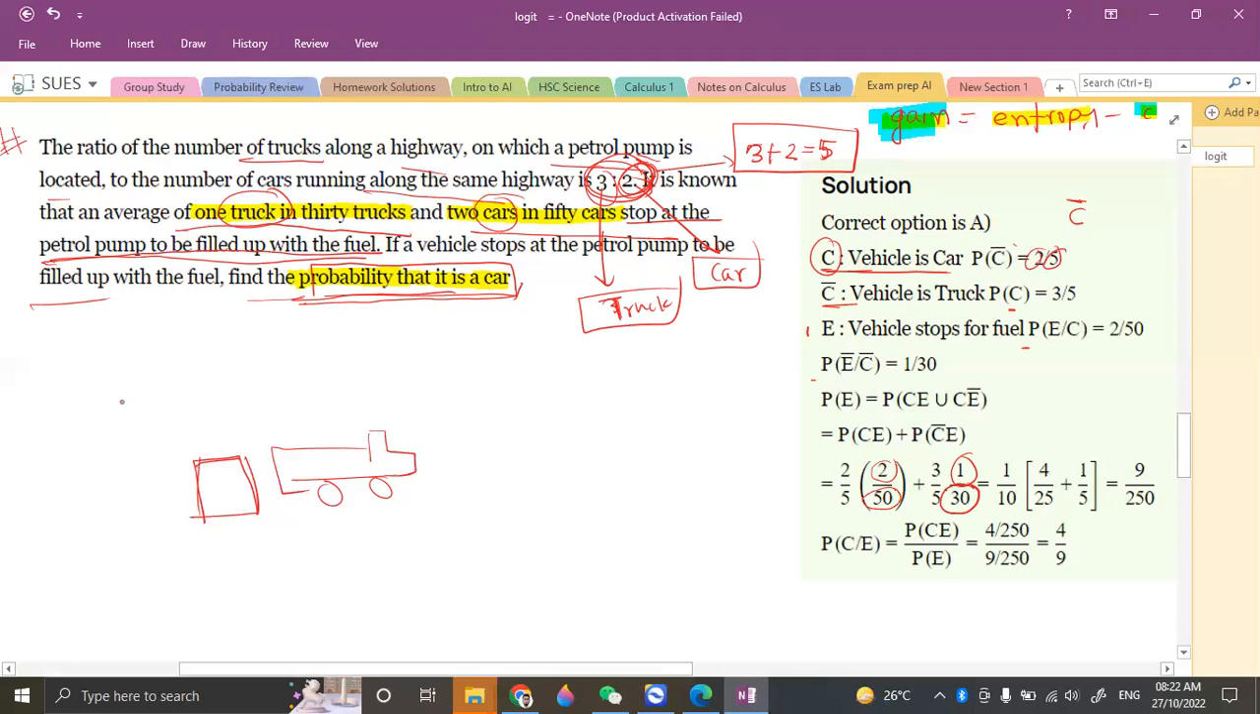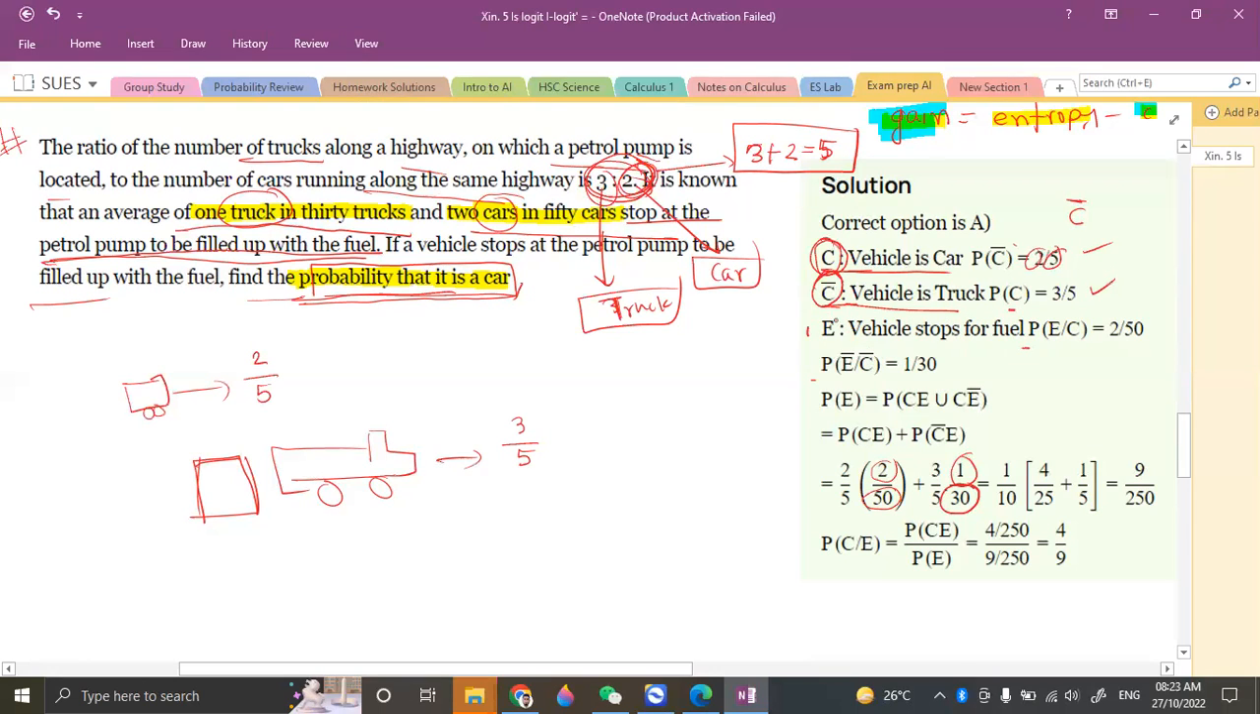For example, if you count here, there are some cars going and there are some trucks going, right? So the probability of car is 2 out of 5, and the probability of truck is 3 out of 5, right? So C means the vehicle is a car, and C bar means the vehicle is a truck. So this is the probability of car and truck.